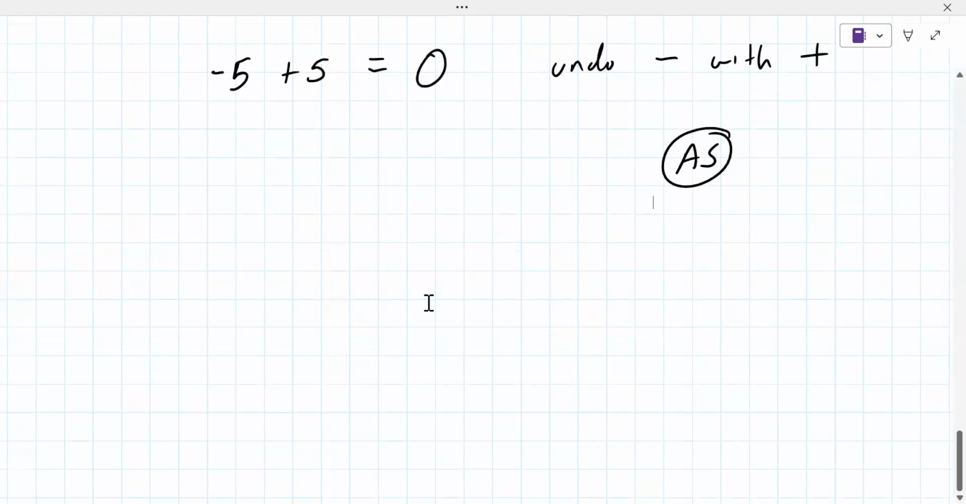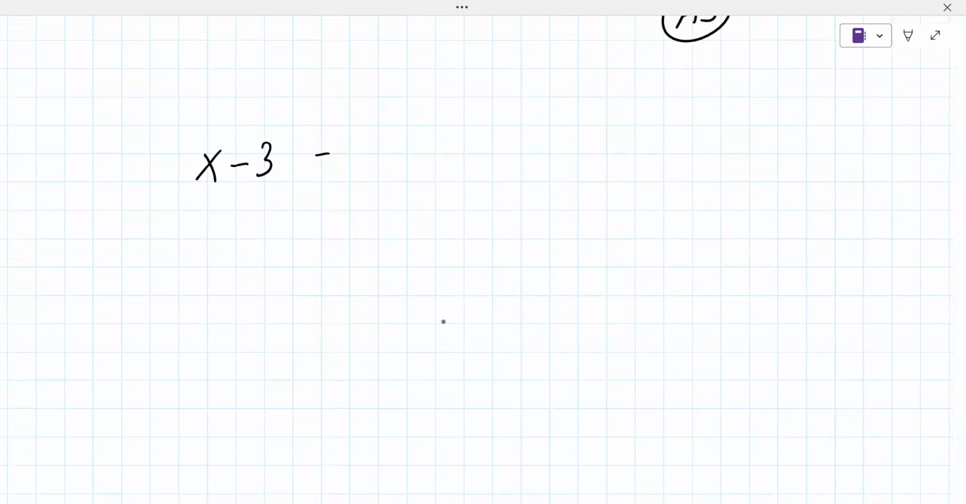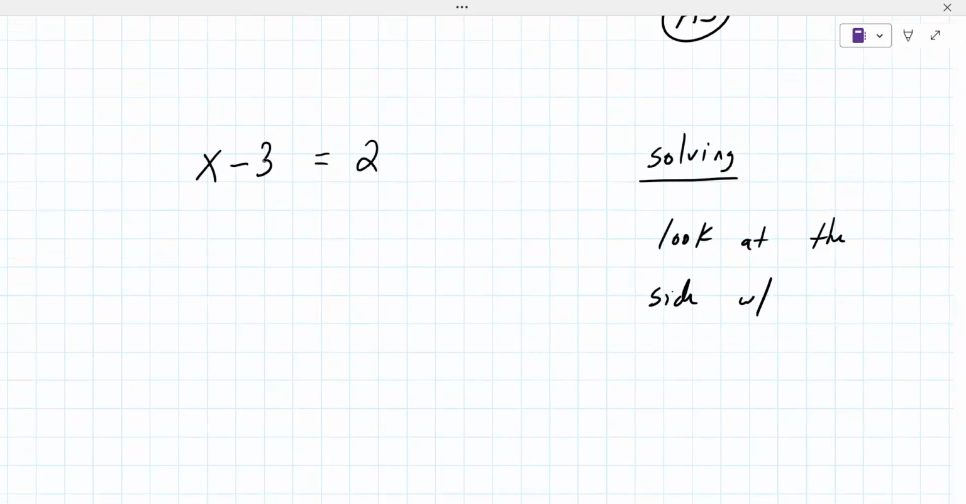So I'm going to write an equation here. X minus 3 equals 2. You look at the side with the variable. What is this number? Tell me what's going on, what I'm circling. 3. Okay, but what is this math operation? Subtraction. So when you're solving here, the recipe is you look at the side with the variable. And then you said that it's subtraction by 3. So how do you undo subtraction?